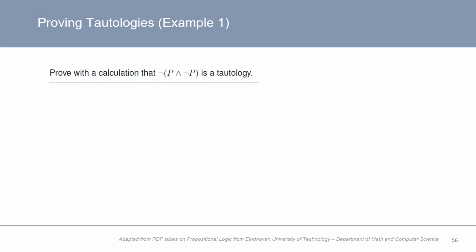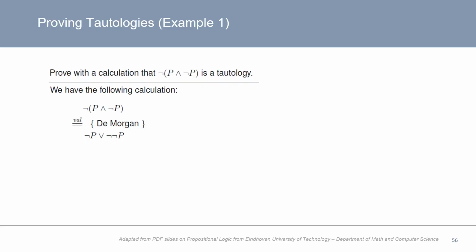Now let's apply our logic calculus to prove some tautologies. Specifically, let's prove that negate P and negate P is a tautology. Recall that to prove something is a tautology, we need to prove that it always has the value true, or that the proposition is equivalent to true.